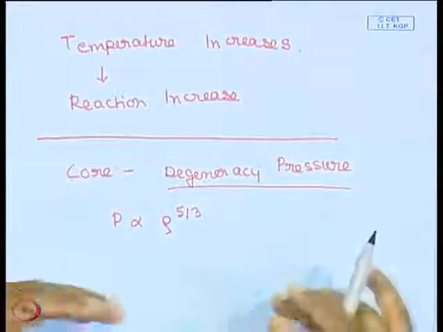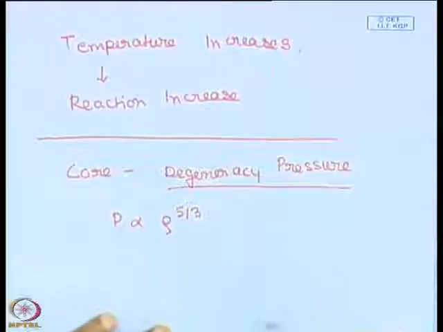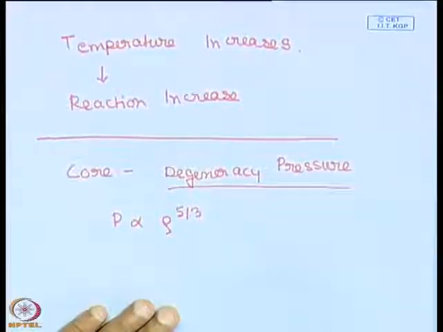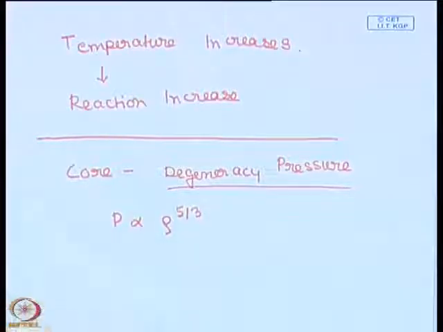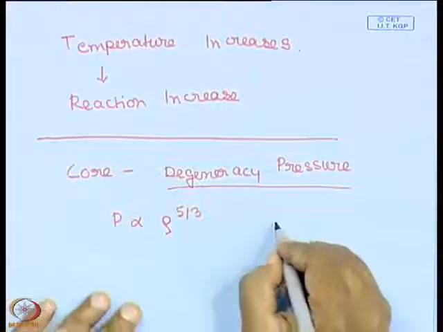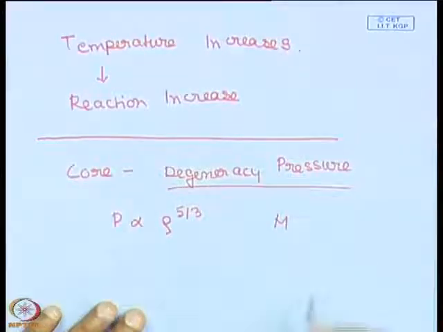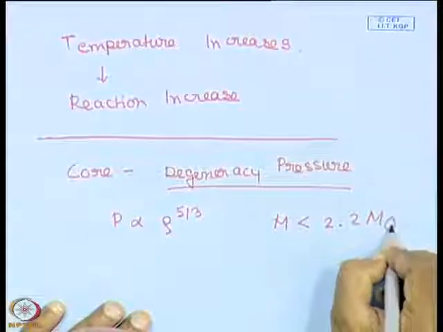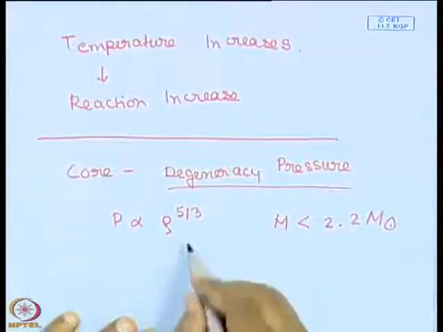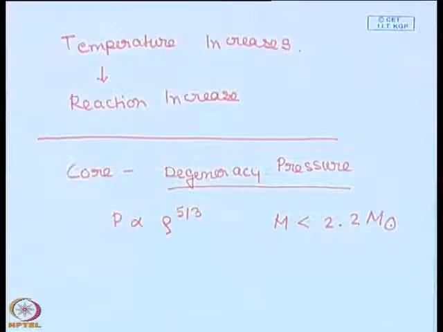If you increase the density, the subsequent electrons that you add will have to go to higher energy levels, and these higher energy electrons will contribute more to the pressure. This is what is known as degeneracy pressure. Here the pressure is independent of temperature. For stars with masses less than 2.2 solar masses, the core is supported by degeneracy pressure.